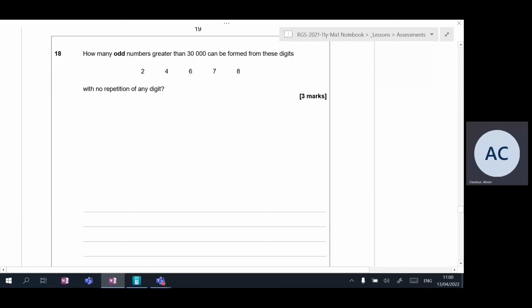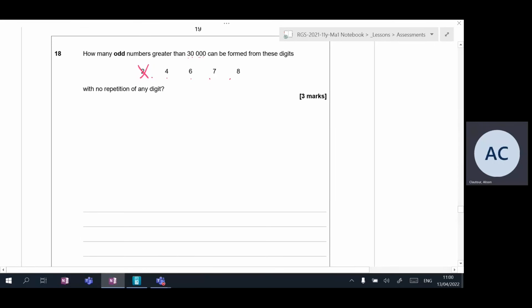Okay, how many odd numbers greater than 30,000 can be formed from these digits with no repetition of any digit? So 30,000. If we're using all these digits, 1, 2, 3, 4, 5, so you have to use all the digits. Okay, it can't start with a 2. Can start with a 4, 6, 7, or an 8.